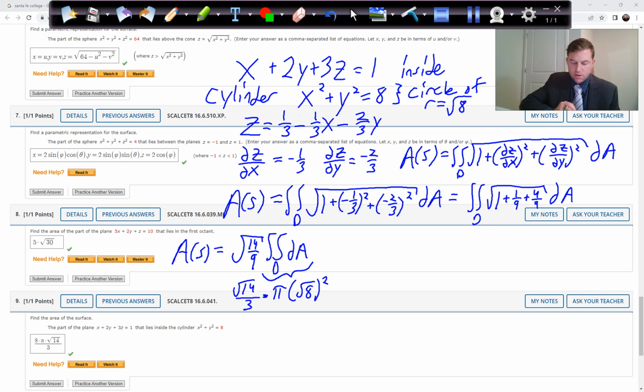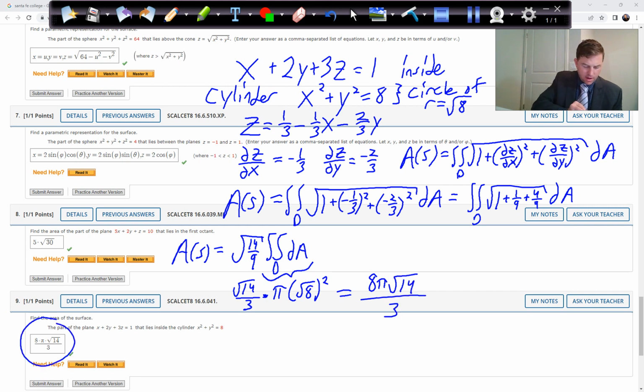How do I get 14 over 3? You can take square root of 9 and make it 3, and take square root of 14, leave it on top. This square root of 8 squared will become 8, so we cram this all together. It would be 8 pi square root of 14 all over 3. And that would be the area of this particular surface for problem 9.